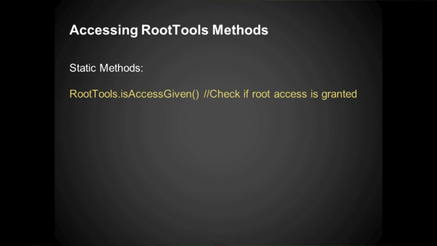So this is an example of telling whether or not you have root access on the phone. You simply call RootTools.isAccessGiven. Now, something to keep in mind with the static methods within the RootTools library is that they are blocking methods. So you need to make sure that when you're calling these methods, you're doing so from a thread. You don't call these methods from your main UI thread, or else you run the risk of blocking the main UI thread, which is a bad thing.